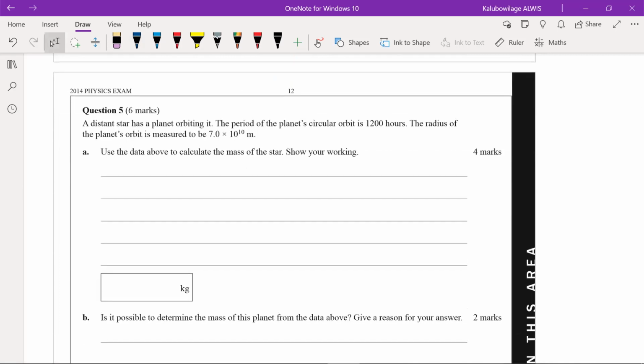Gravity problem. The planet's orbit period is 1,200 hours. The orbit radius is measured to be 7.10 times 10 to the power 10 meters. First, we have to find the period in seconds: 1,200 times 60 times 60.